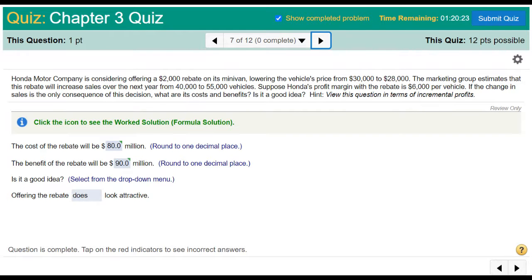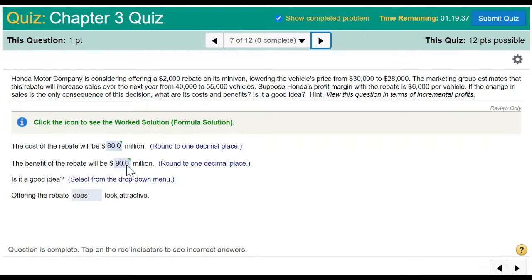Then we're going to say 40 minus 55. How much is that? 40 minus 55. Come on. 15,000. So we're going to say 15 times 6,000. And that's going to be 90 million. So which is higher, the rebate or the benefit of the rebate? The benefit. So it looks attractive.